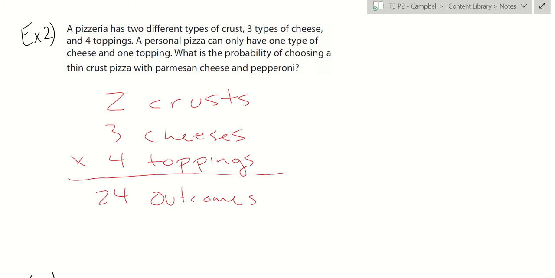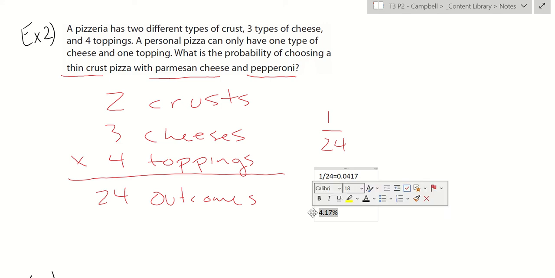If we want a thin crust with Parmesan cheese and pepperoni, that is 1 outcome out of 24. 1 out of 24 is equal to 0.0417 or 4.17% after you move the decimal point 2 times.